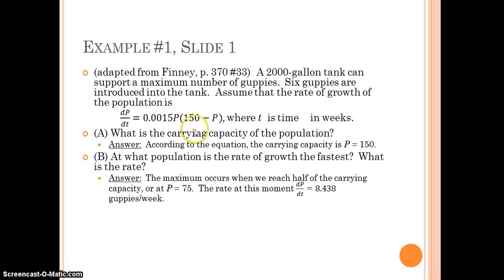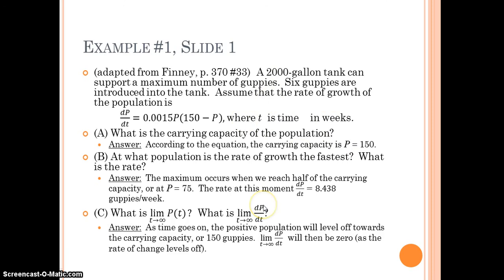The maximum occurs when we reach half of our carrying capacity, which would be p is equal to 75. And then what we can do is plug in our 75 for p to find that our rate at that moment is 8.438 guppies per week. Guppies per week because t is measured in weeks.